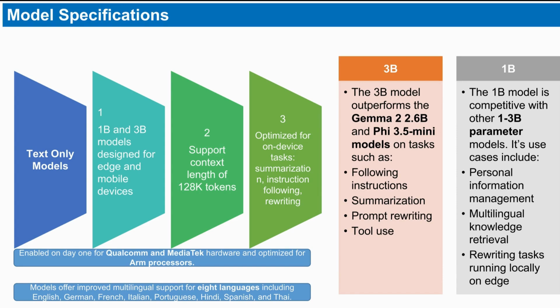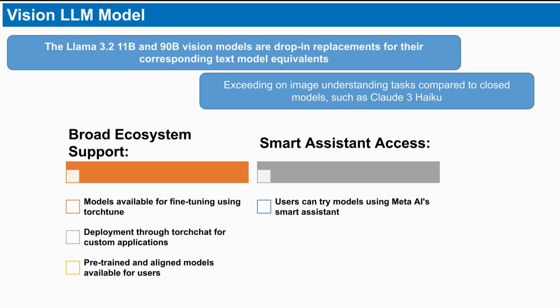Okay, so next is the vision LLM model specification. The Llama 3.2 11 billion and 90 billion vision models are drop-in replacements for their corresponding text model equivalents. They state that these models can replace their corresponding text model equivalents, and they excel at image understanding tasks compared to closed models such as Claude 3.